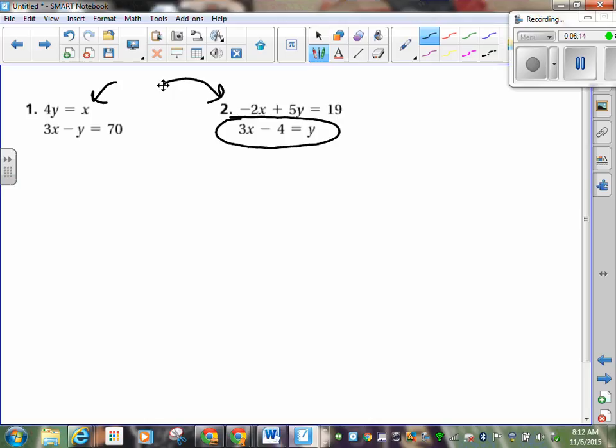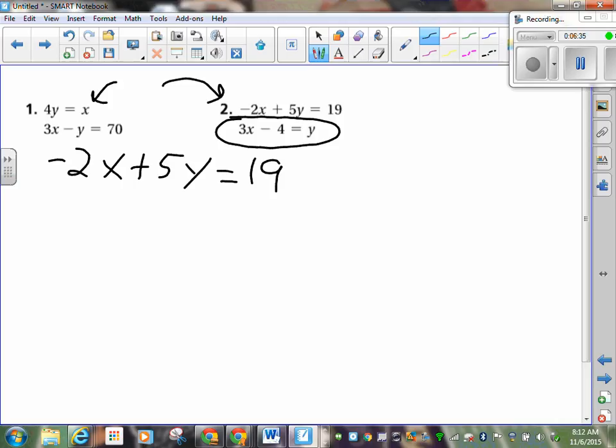All right, back to the problem. Now, what am I going to do? I'm going to rewrite the other equations just so I don't forget anything. So I'll start over here. Negative 2x plus 5y equals 19.